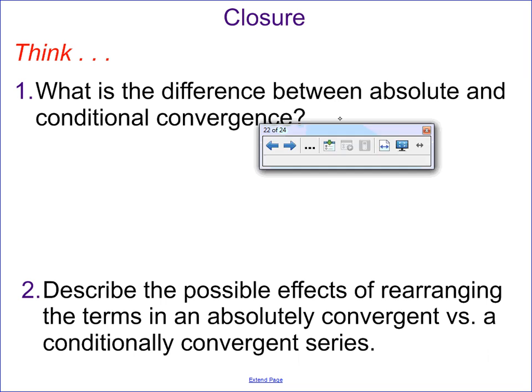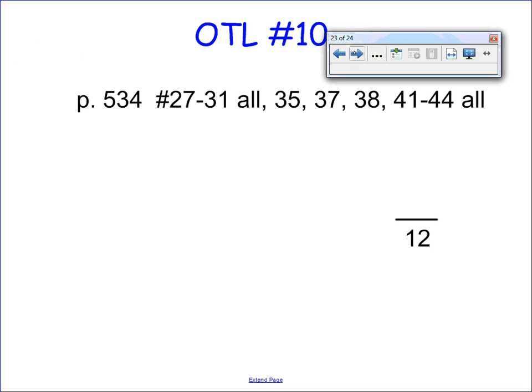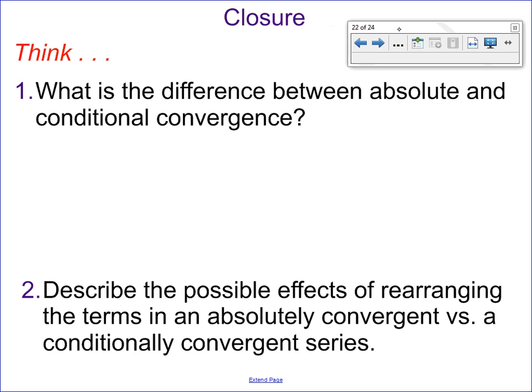Hey! There's a slide we've been looking for. So what's the difference between absolute and conditional convergence? And describe the possible effects of rearranging the terms in an absolutely convergent versus a conditionally convergent series. Oh, this is good. I like this closure. I'm going to pause and give that just a minute to write that down.